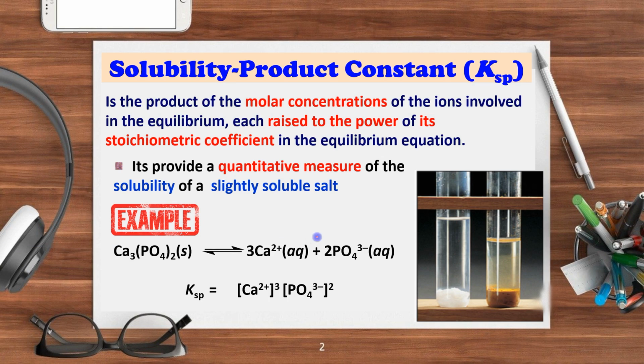For example, like here, calcium ion. Ksp is equal to the concentration of calcium 2+ to the power of 3 because it has coefficient 3, times the concentration of phosphate ion to the power of 2 because it has coefficient 2. And the solid is not included because its phase is solid.